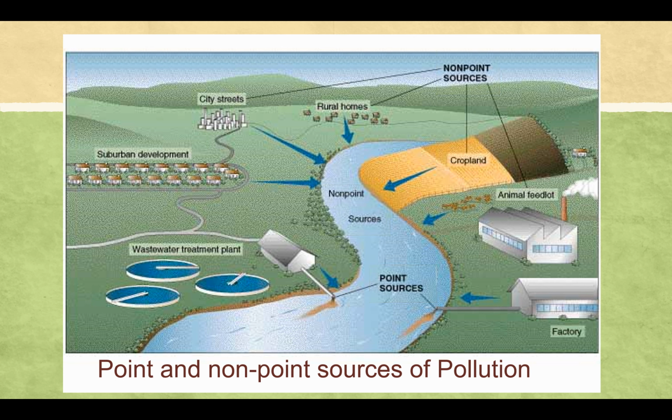Okay, so point sources are usually from a factory, industry, or wastewater treatment plant. It's a discharge, usually from a singular pipe or outlet, into a river, stream, other water source, or the ocean. Non-point sources are more distributed, so they can often be from agricultural sources or runoff from developments in cities, even rural homes and suburbs. This is a definition that comes up often and can be confusing if you're not familiar with it, so please review this.